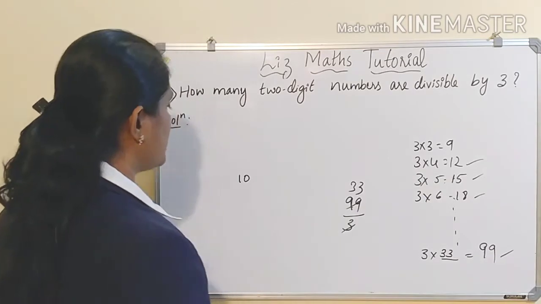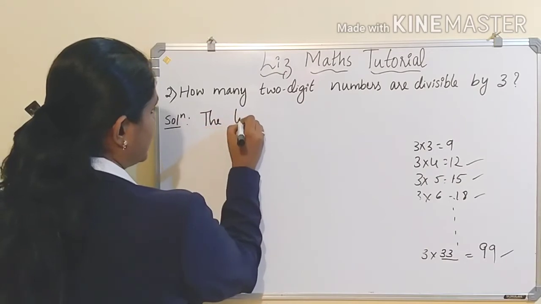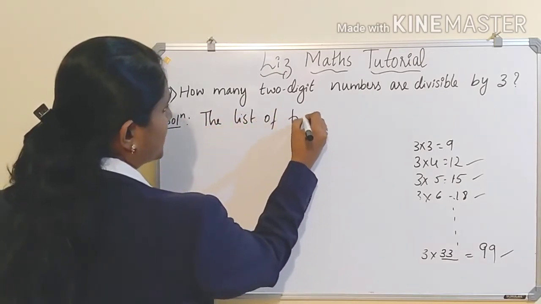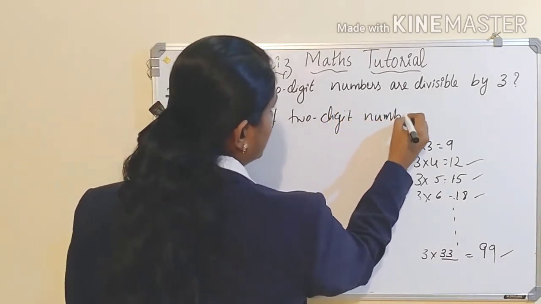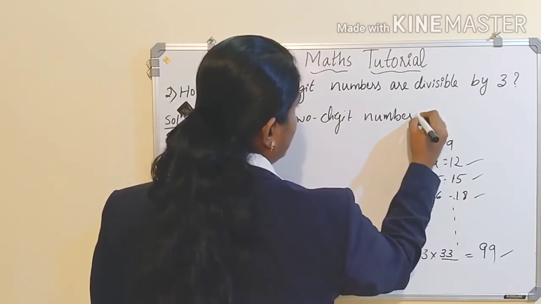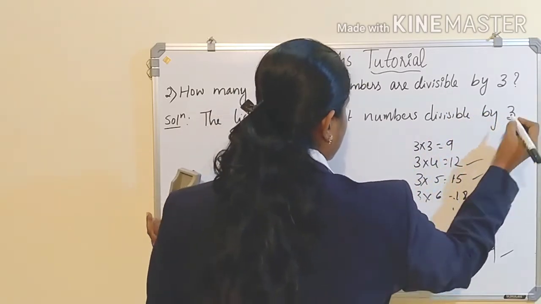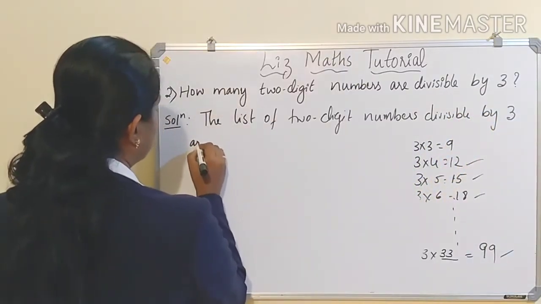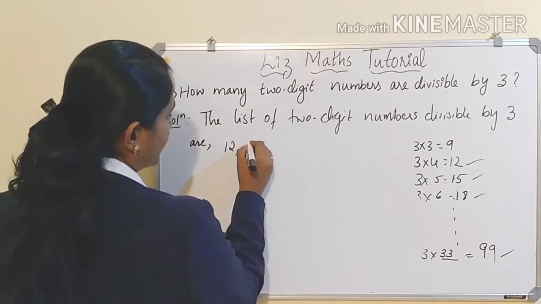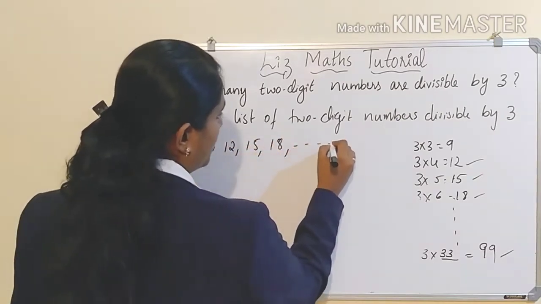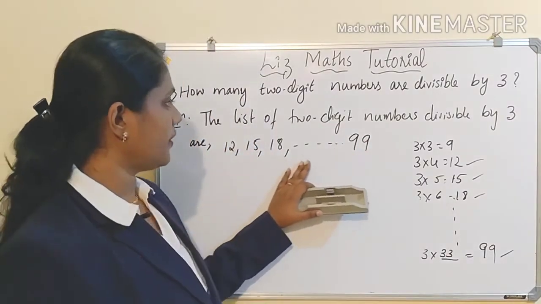So now, first we can list out these numbers. The list of 2-digit numbers divisible by 3 are: you can write 12, 15, 18, so on up to the last number, which is 99. Got it? So here you can write this.